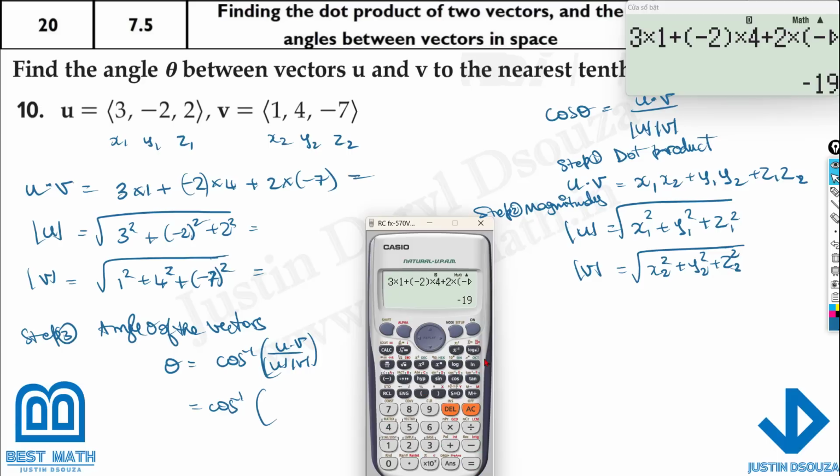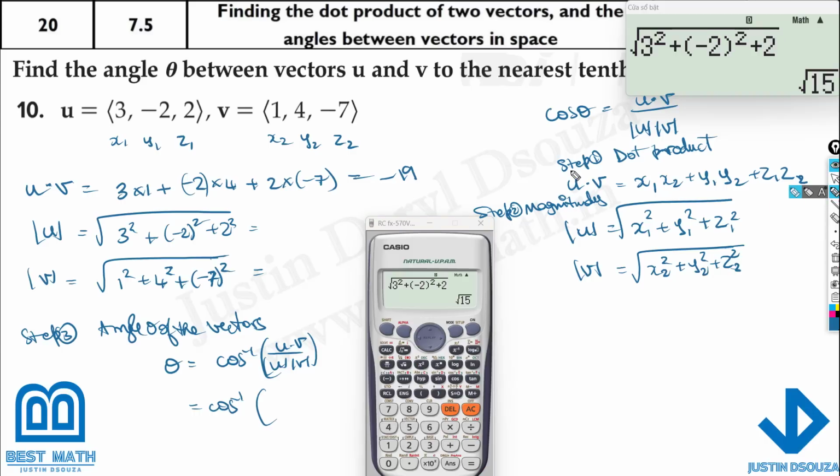Close the bracket, equal to negative 19. So here it's minus 19. Now what about the other two magnitudes? It's square root of 3 squared plus, see, minus 2 the whole square will become positive. So you can avoid writing minus, just write the value, it's fine, because you're squaring it, it'll be only positive. It's square root 15 here.